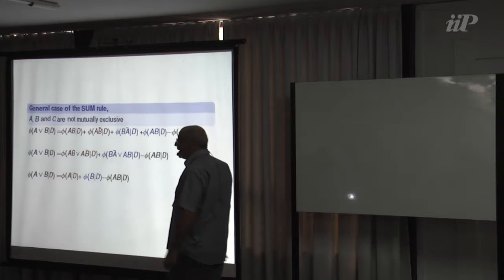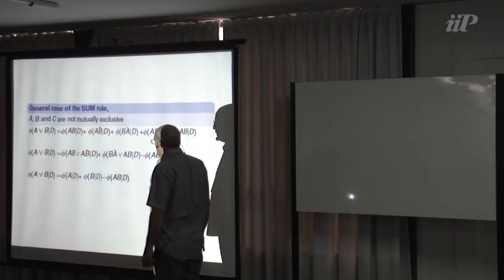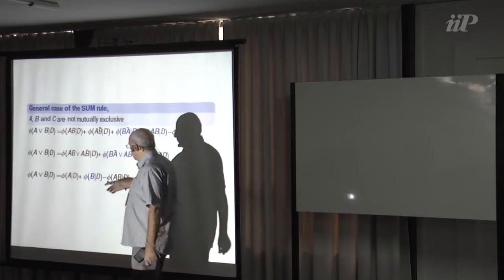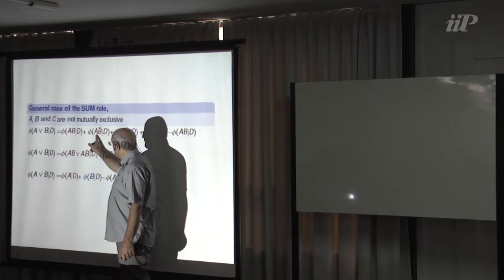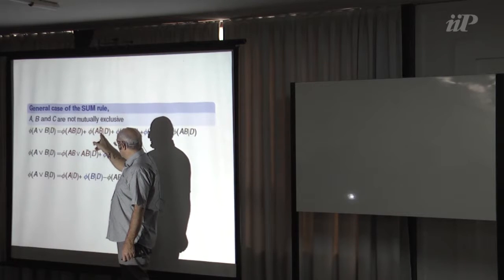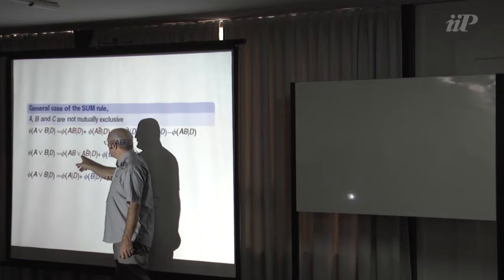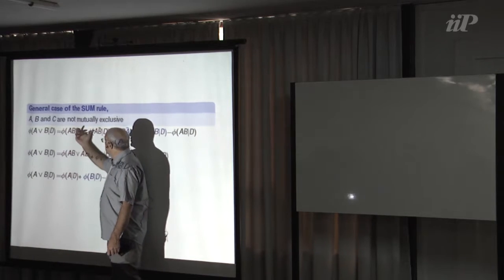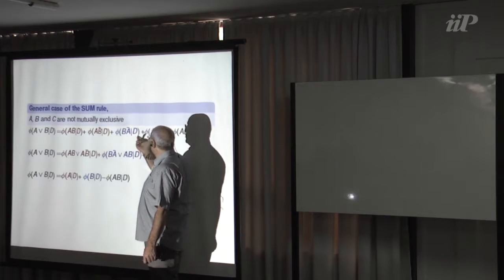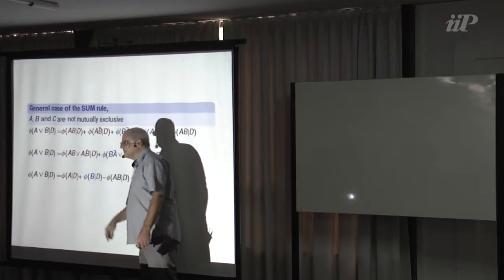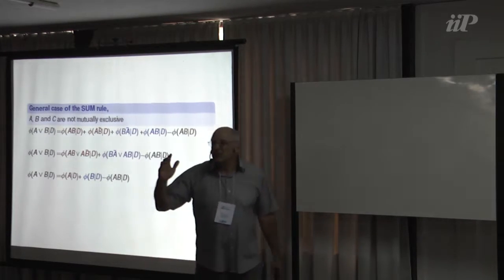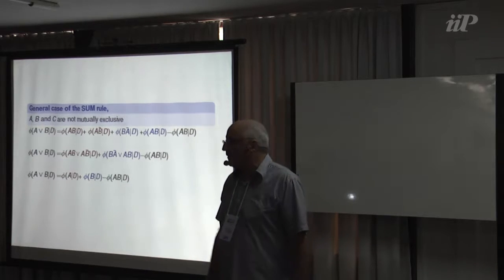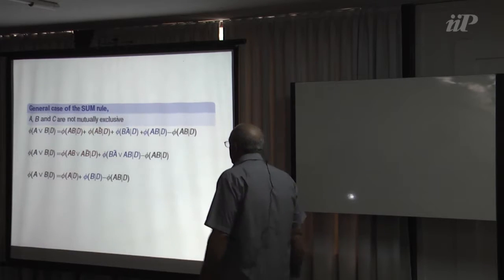So, the general case of the sum rule boils down to this: A and B plus A and not B is AB, or A not B, so this is A. So these two in red are this. These two in blue are that, and this. And you're beginning to sense something like probability theory coming out of this.